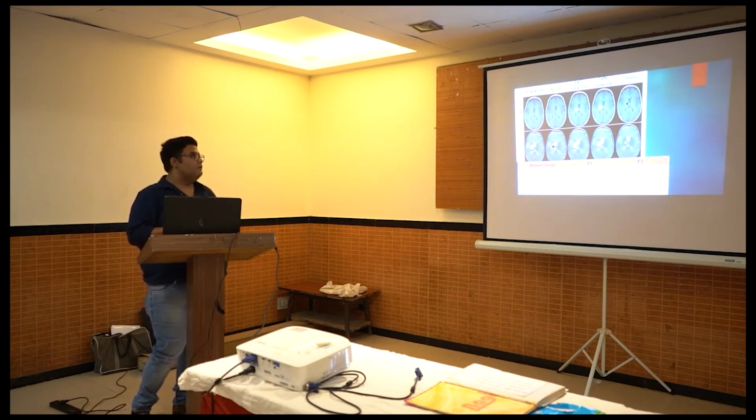Late subacute is from 1 week to 2 months. It will be brighter on T1 weighted image and bright on T2 weighted image. Chronic, which is more than 2 months, again it will be darker on T1 weighted images, and the rim will be darker on T2 weighted images.